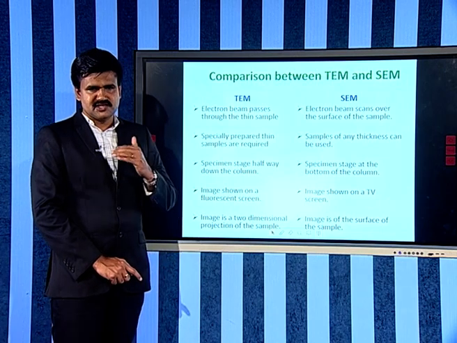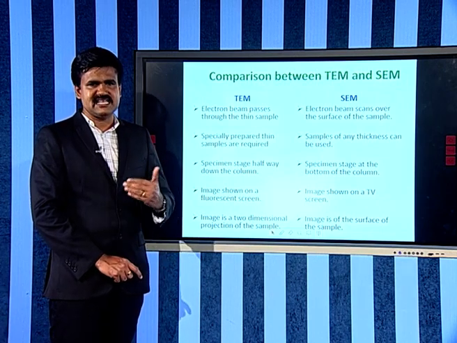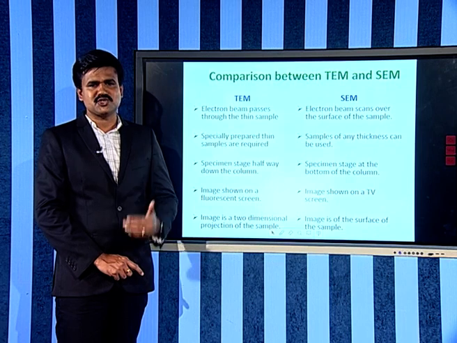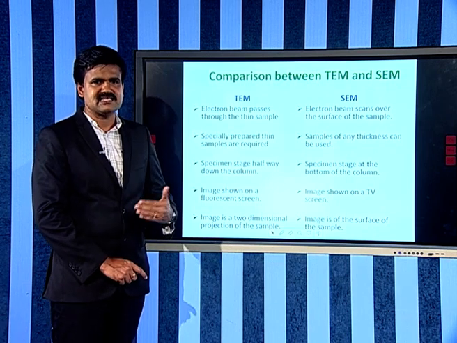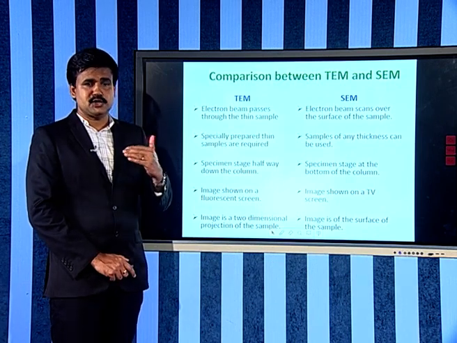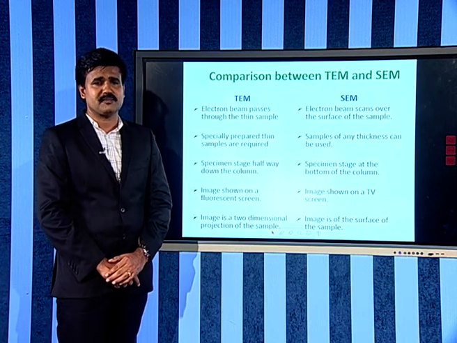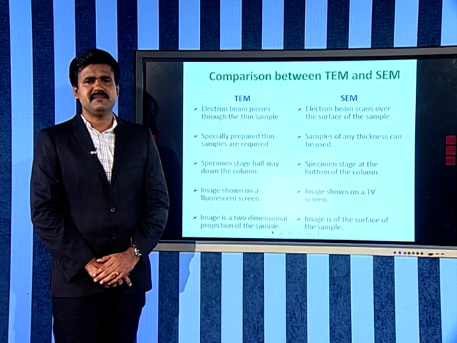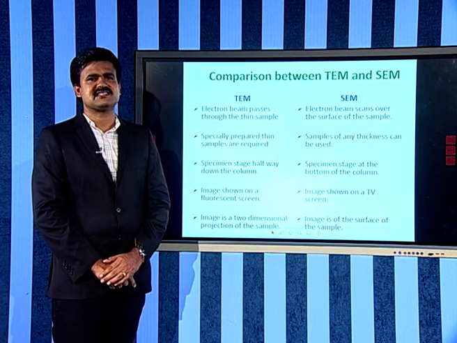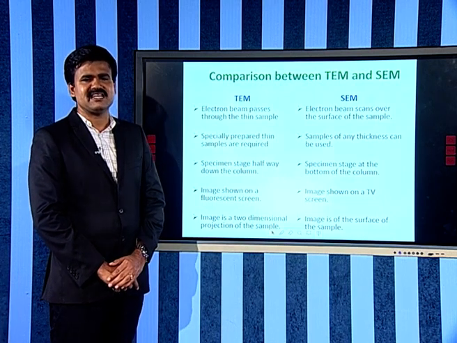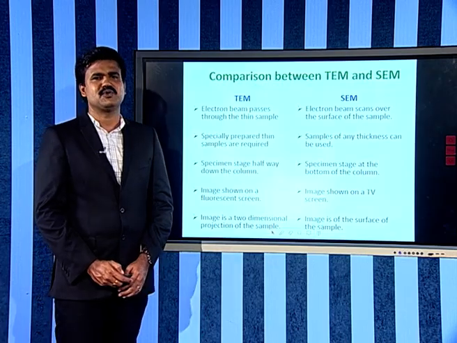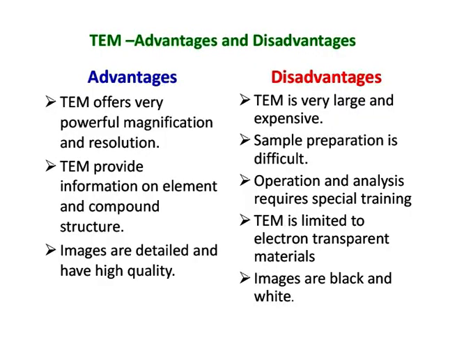Image is shown on a fluorescent screen in TEM, whereas the image is shown on a TV screen in SEM. The image is a two-dimensional projection of the sample in the case of transmission electron microscopy, whereas the image is of the surface of the sample in the case of scanning electron microscopy. This is about the comparison. Now, the advantages and disadvantages or drawbacks of transmission electron microscopy.